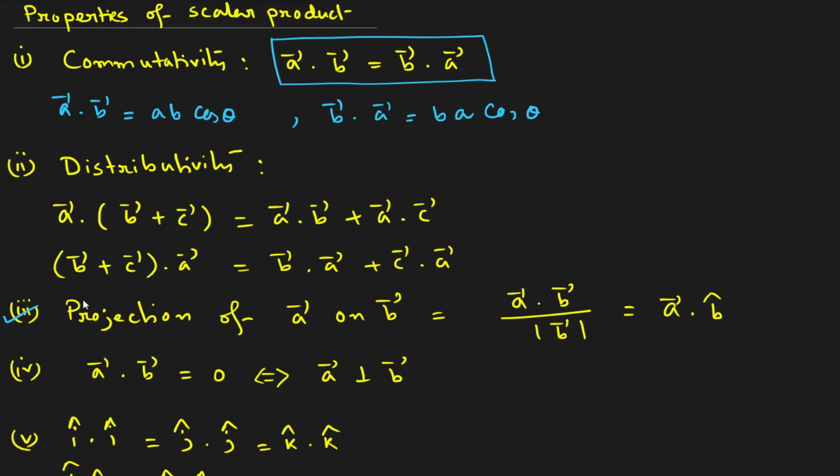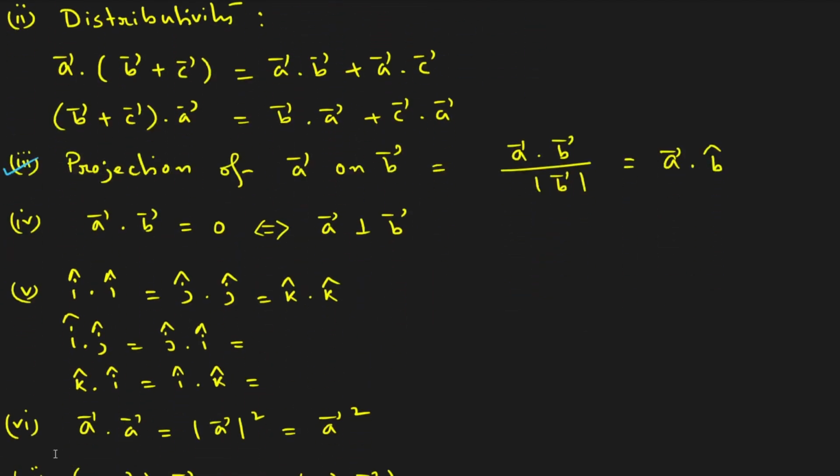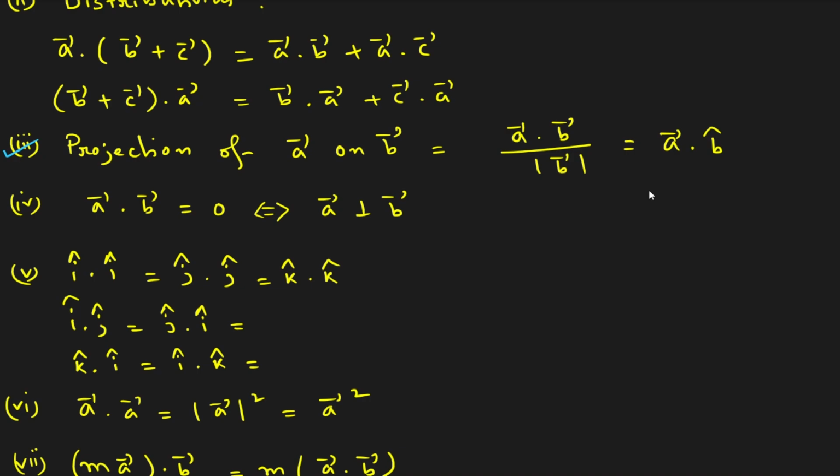Then one more important formula, which is the projection formula. The projection formula is like this. Suppose we take the projection of a bar on b bar. If this is a vector a bar and this vector is b bar, then the projection of a bar on b bar, we are talking about this part. So how to find this one? a dot b divided by modulus b bar. If it is on b bar, modulus b bar will be in the denominator. If we write the projection of b bar on a bar, then modulus a bar will be in the denominator.